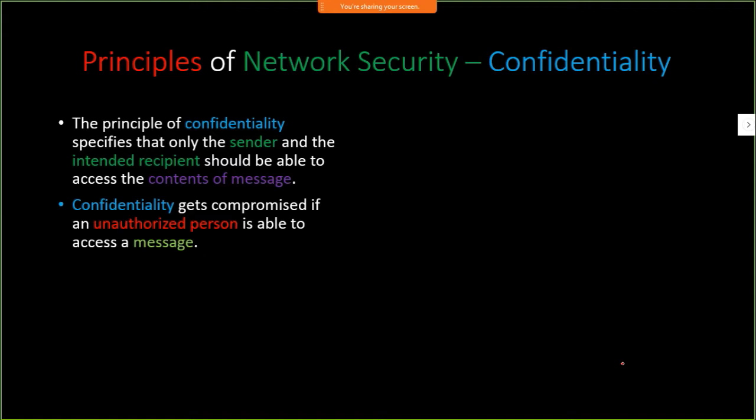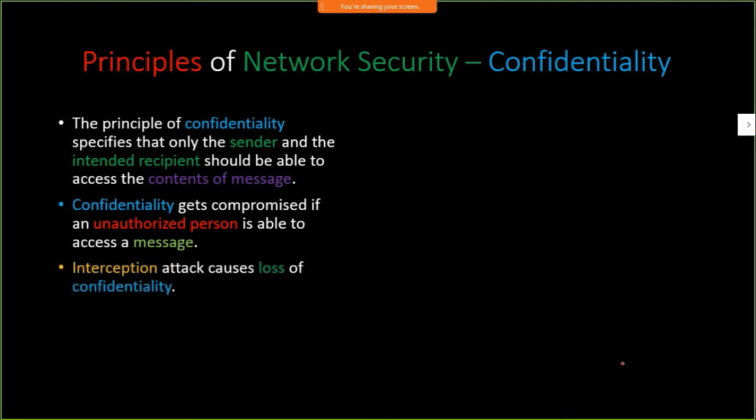Confidentiality gets compromised if an unauthorized person is able to access a message. So if an unauthorized person is able to access this message, confidentiality is compromised. That means if someone knows your Facebook password, and I can see your messages or personal details, that means the confidentiality is compromised.